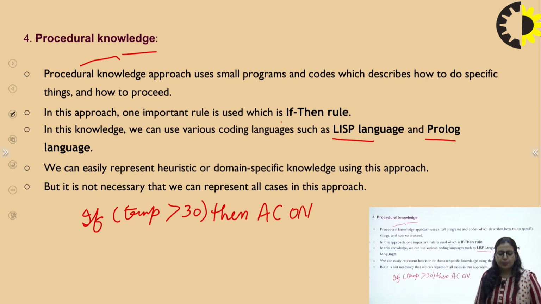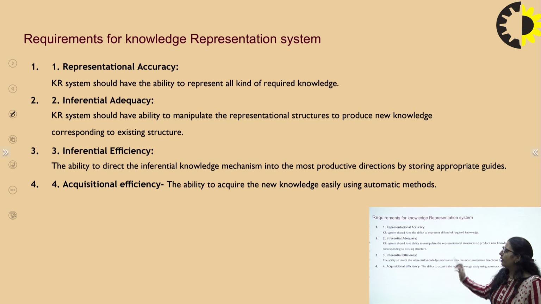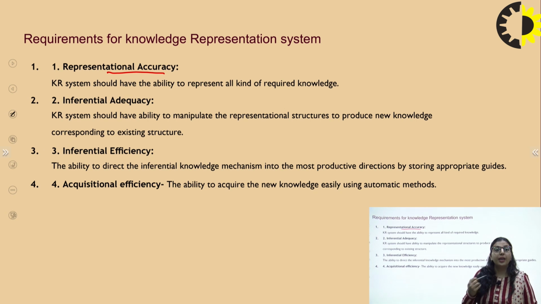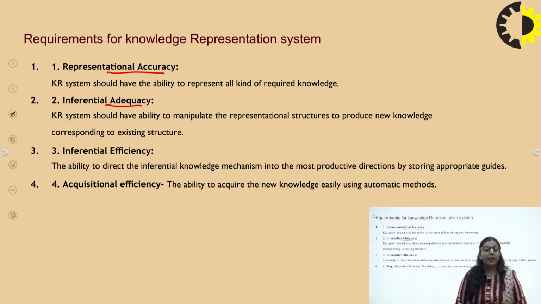So these are the knowledge representation approaches. Now, these are the requirements, or we can say why there is a need for knowledge representation, due to the following requirements. First, representational accuracy. Whatever we are representing should be accurate, so that the entity that is going to take the decision can take the accurate decision. Then inferential adequacy. It is the ability to manipulate the representational structure to produce some new knowledge.